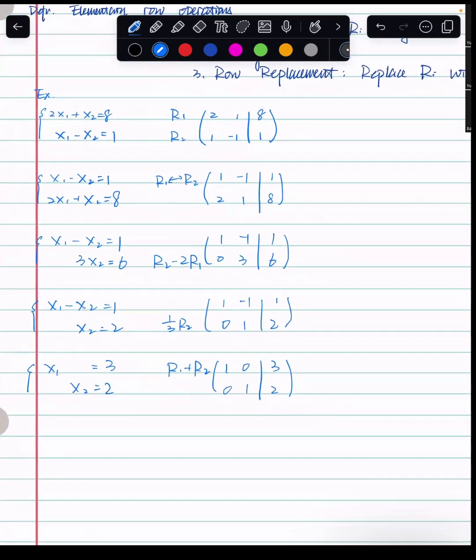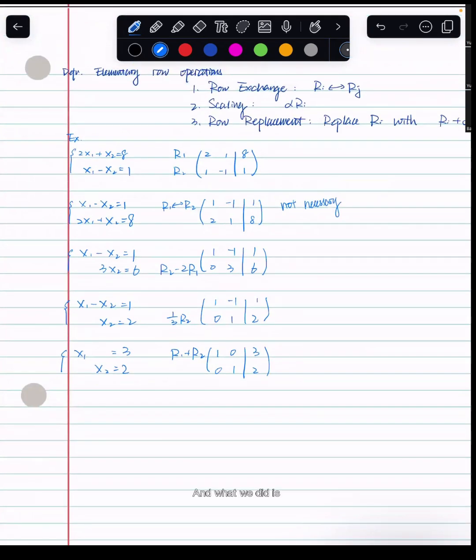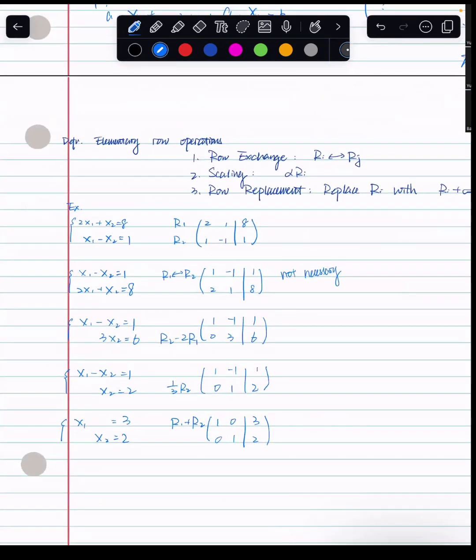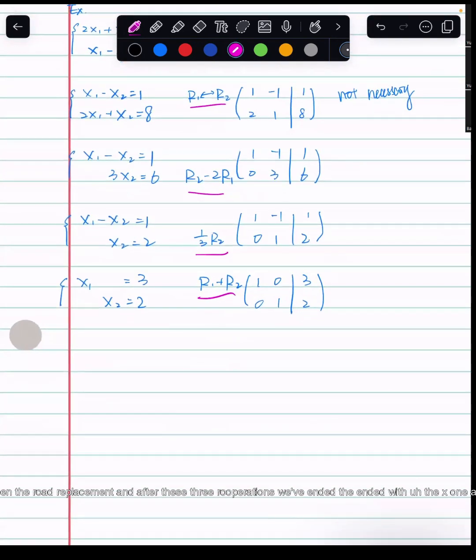So then this row exchange is not necessary. And what we did is, we've seen row exchange, we've seen scaling, and we've seen row replacement. And after these three row operations, we've ended with x1 and x2.